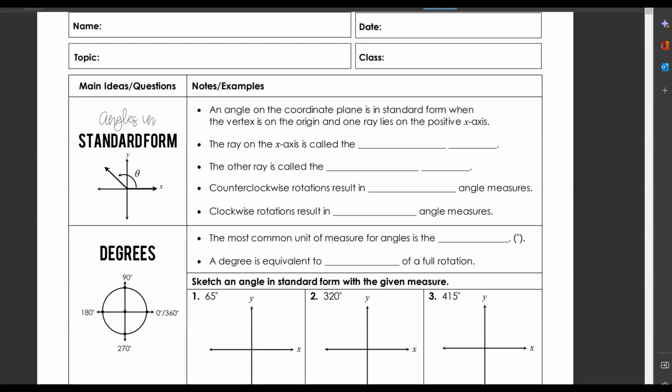All right, class, we're starting the semester by looking at angles in standard form. So an angle on the coordinate plane is in standard form when the vertex is on the origin and one ray lies on the positive x-axis. The ray on the x-axis is called the initial side. The other ray is called the terminal side.